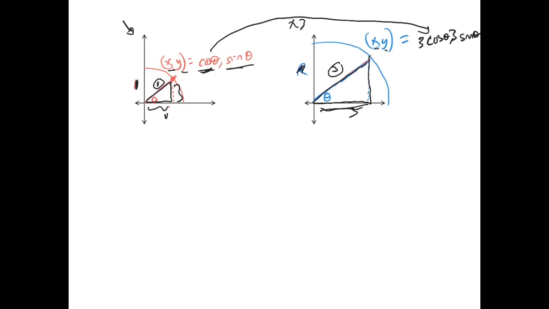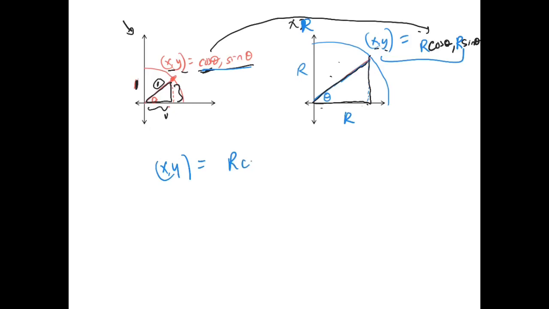But 3 is a specific number. What happens if we just generalize it? Instead of calling it 3, let's call it r. So instead of multiplying by 3, we multiply by r. We take everything here and multiply by r. This becomes r cos theta and r sine theta. What I just wrote down here is a general equation to find any point on a circle with any radius that you want. And of course, the circle has to be centered at 0, 0.